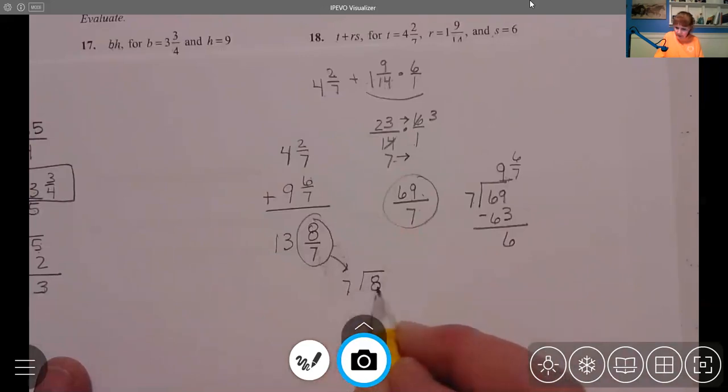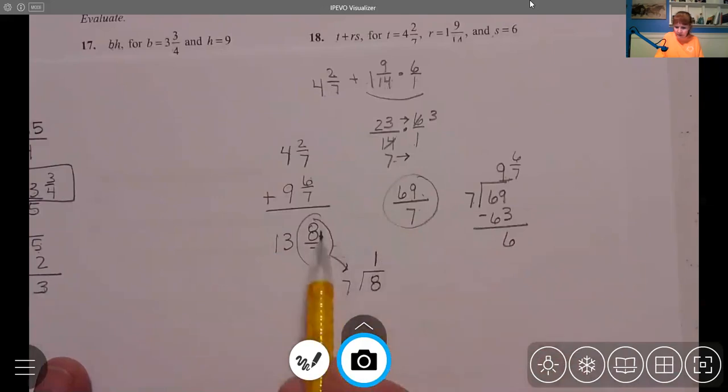So 7 goes into 8 once. You only do this if that top number is larger. 7 times 1 is 7. So 1 1/7.